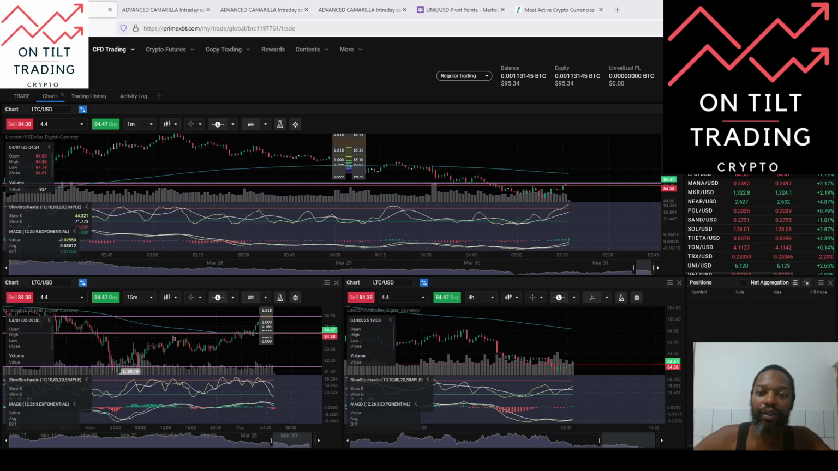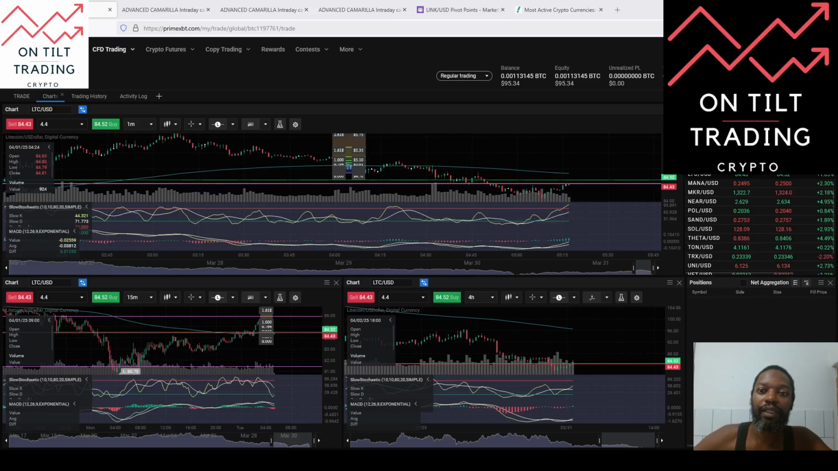Also, this is the 200 exponential moving average, this blue line here. And we can see price action is trading below it here on the 4-hour. This is the level here on the 15-minute, and price action is right at it and has just traded below.